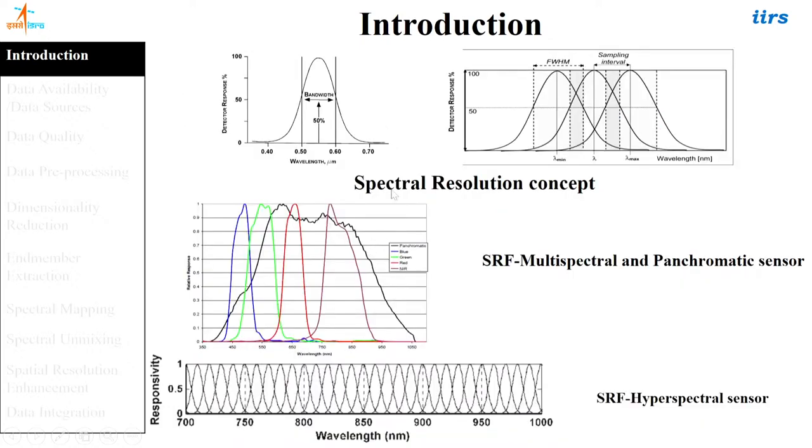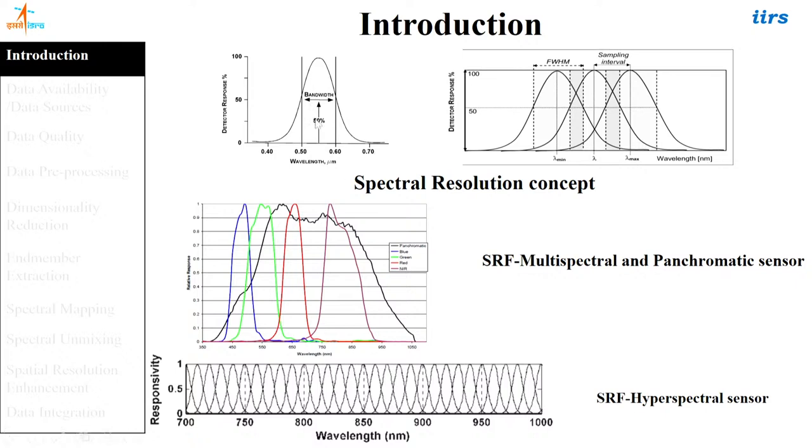So how are we doing that? Spectral resolution, first you have to understand. Spectral resolution is normally defined by a normal distribution curve that is called the spectral response function. In this case you can see this is a normal distribution curve, and the wavelength range is from 0.4 to 0.7. But I want to know the detector response, meaning what the wavelength range for a detector should be.